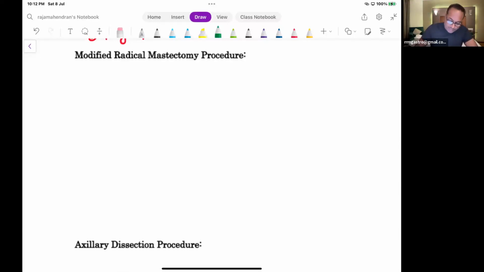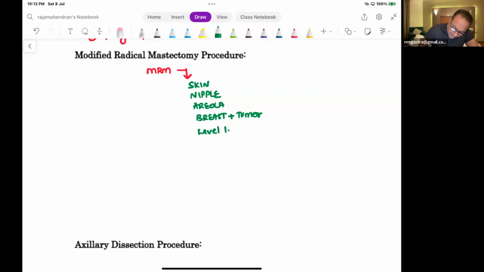ஸோ தேர்ஃபோர் இப்போ நான் டிஸ்கஸ் பண்றது ரொம்ப ரேரான டாபிக்ஸ், பட் இது ரொம்ப பேசிக் டாபிக். What is MRM? MRM is removal of skin, nipple, areola, entire breast tissue with tumor, along with, we will remove level 1, level 2, level 3 nodes and pectoralis fascia. So what is not removed in MRM? In MRM, not removed are A, B, C, D.